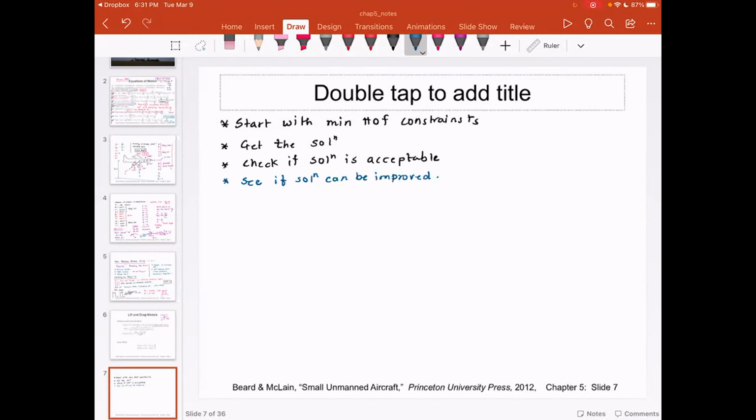And one thing I want to tell you is that you may or may not get a trim solution, because it's a nonlinear problem.